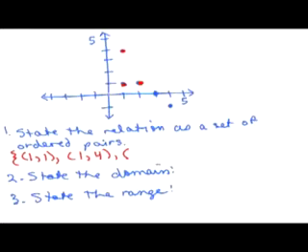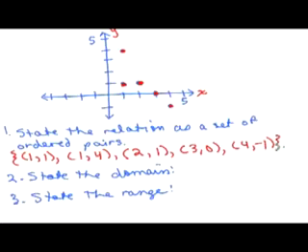Got this one right here. It's over 2 and up 1. Got the 1 right on the x-axis here. This is the x and y-axis, right? That's 3, 0. And I have one over here, 4, negative 1. So that's a different way of writing the relation.